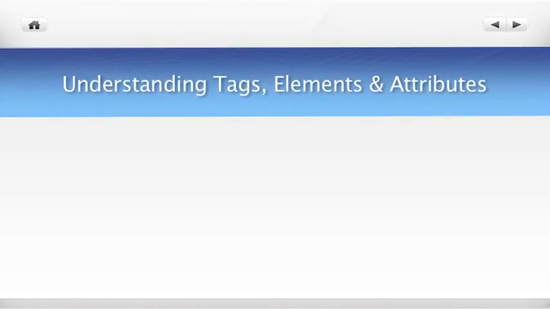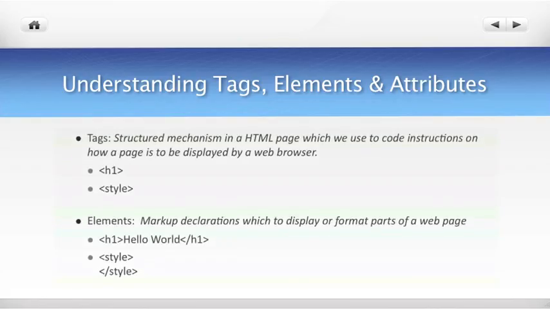As we get started with HTML, we should review some of the basic terms in HTML that we're going to see again and again. Tags, elements, and attributes are essentially the tools of our trade as HTML coders. The tags in HTML, or the version of HTML that we're using, XHTML 1.0, are a structured mechanism which, when put into an HTML page, allow us to provide the web browser with instructions on how the information in that page is to be presented.